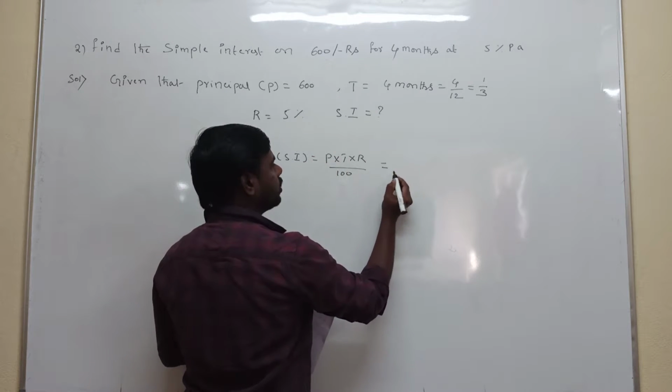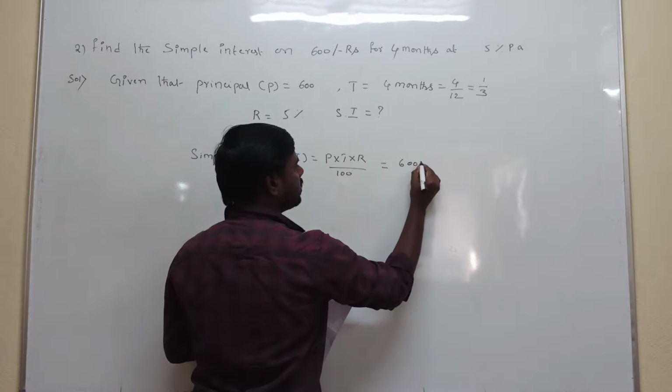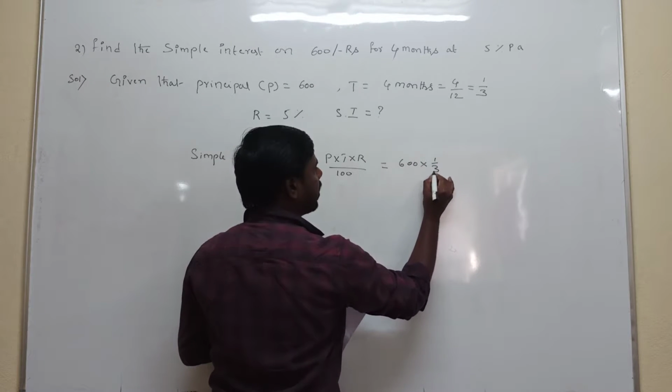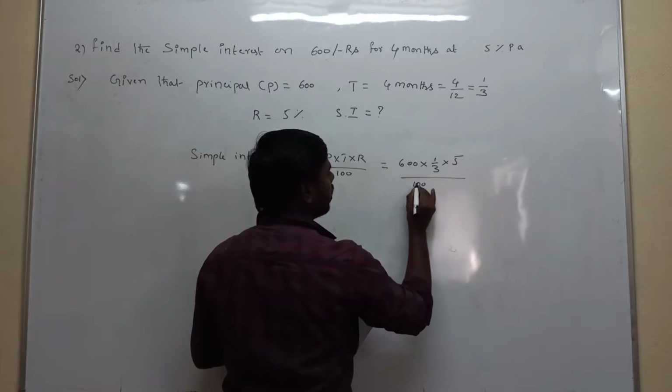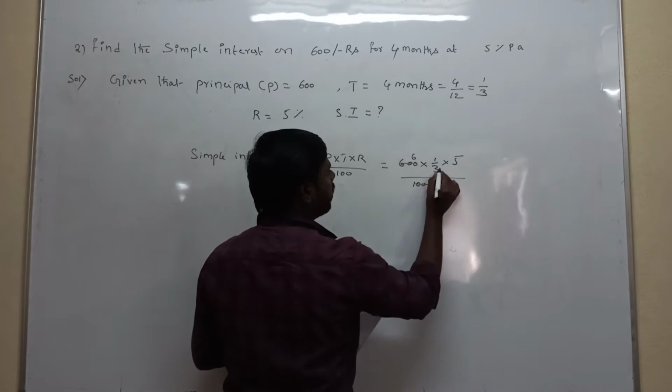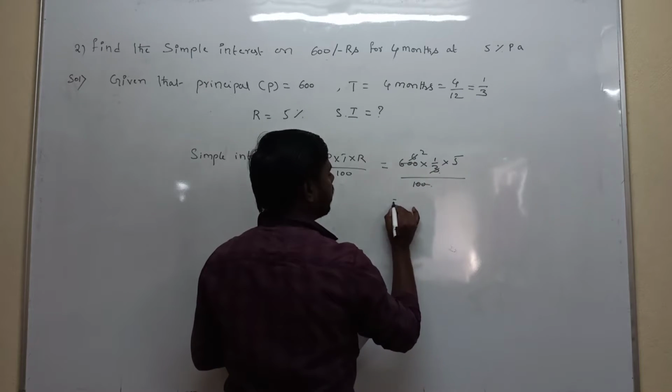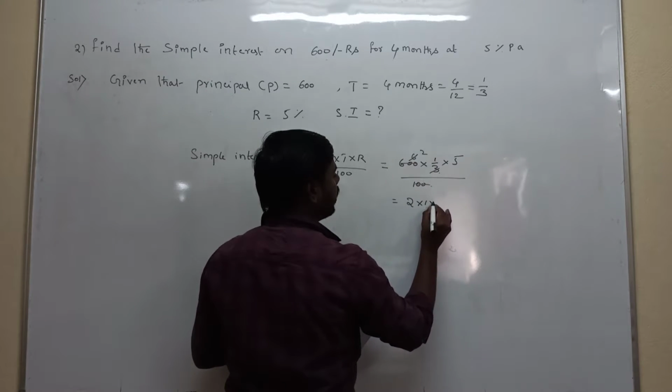Now we substitute the values. P value is 600. T value is 1 by 3. R value is 5 divided by 100. So 100 1 ja 100 6 ja. 3 1 ja 3 2 ja. Remaining value is 2 into 1 into 5.